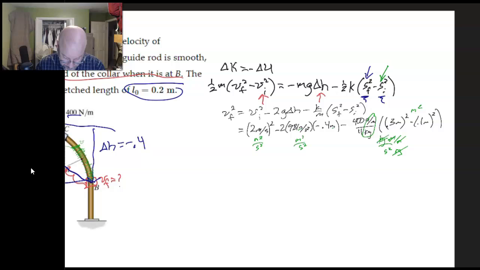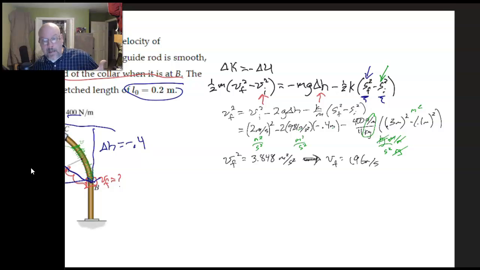Anyway, so v final squared turns out to be 3.848 meters squared per second squared. And that means my final velocity, take the square root of that, is 1.96 meters per second. Okay, ta-da! Now that's the end of that one, but I want to do another thing in this one that doesn't have anything to do with this problem, but it shows up in another problem. So don't stop the video just yet.